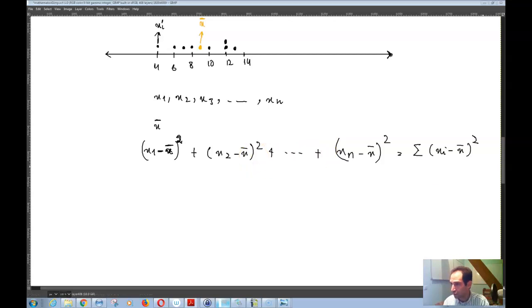And if this sigma x of i minus x bar whole squared is small, this indicates that the observations are very close to the mean and have a lower degree of dispersion. On the other hand, if the sum is large, then there is a higher degree of dispersion of the observations from the mean. And then we asked whether sigma x of i minus x bar whole squared is a reasonable indicator of the degree of dispersion or scatter.